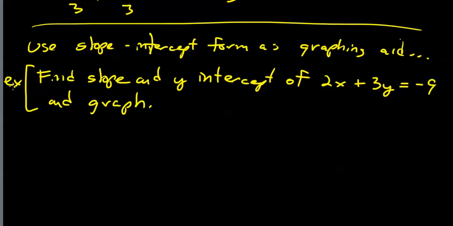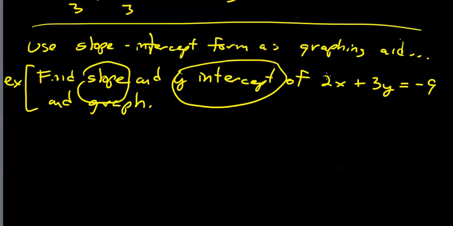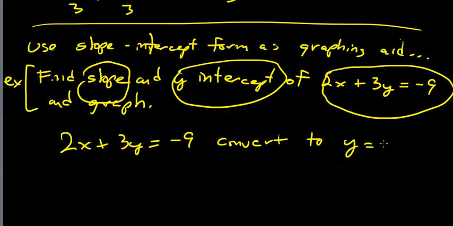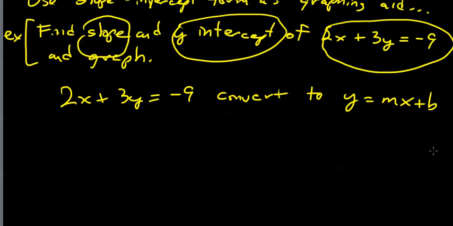All right. So what I'm going to do to determine the slope and the y-intercept, all I need to do is convert this to slope-intercept form. And to do that, all you really need to do is solve for y. So I'm going to start out with 2x plus 3y equals minus 9. I'm going to convert to the form y equals mx plus b, because then I can easily state or see the slope and y-intercept.